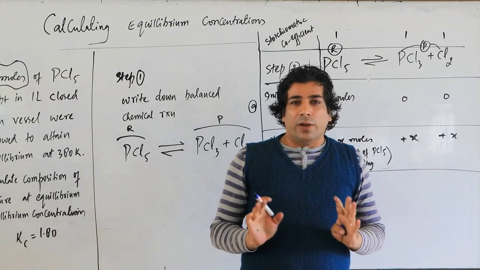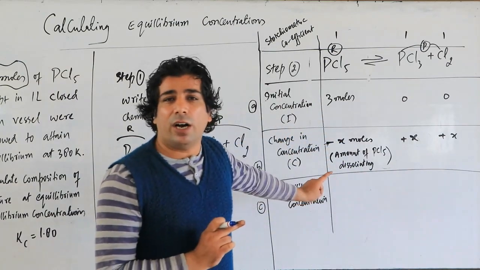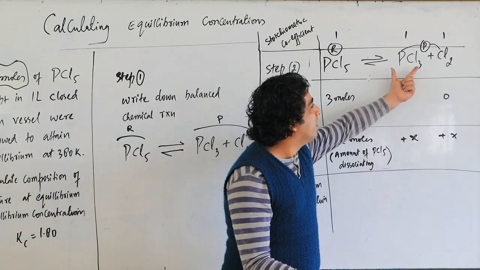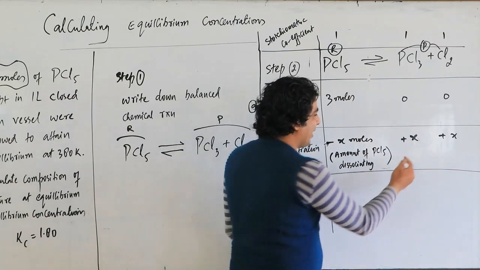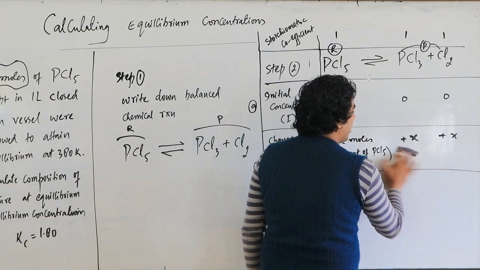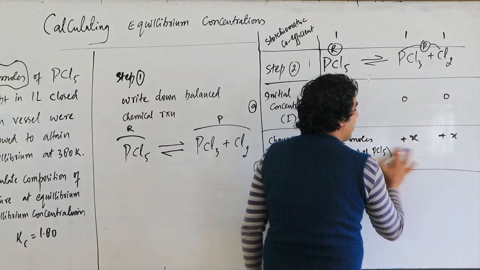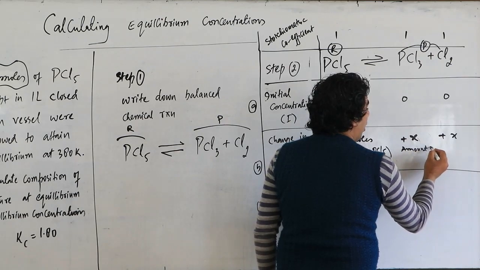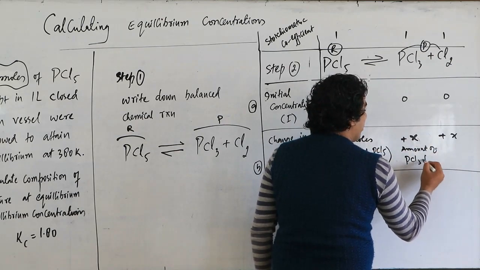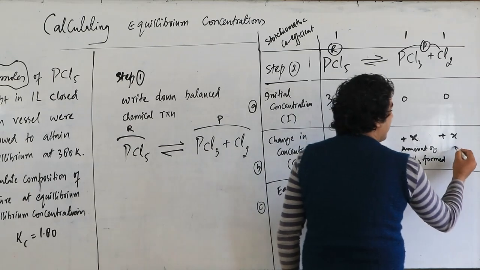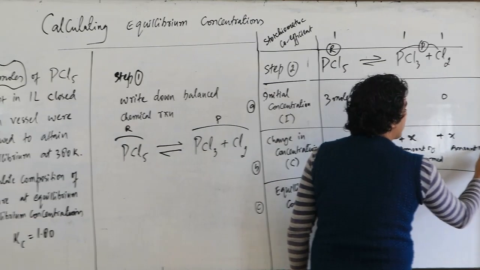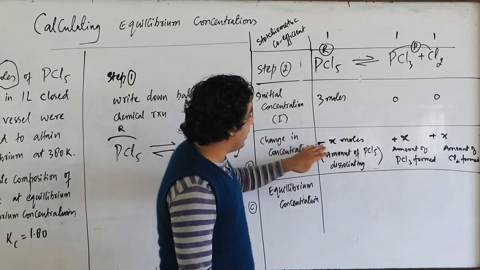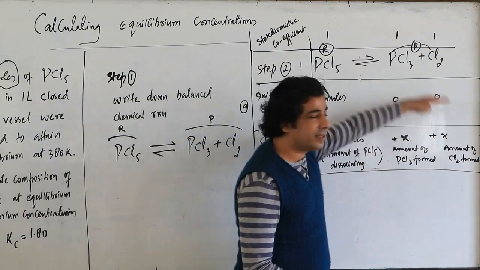So when X moles of PCl5 dissociate, yes or no? Then X moles of what? PCl3 are produced. So I will write down here X, or we can also mention it as amount of PCl3 formed. So this is our amount of PCl3 formed, and this is our amount of Cl2 formed. So reactants are decreasing, that is minus, and products are increasing.